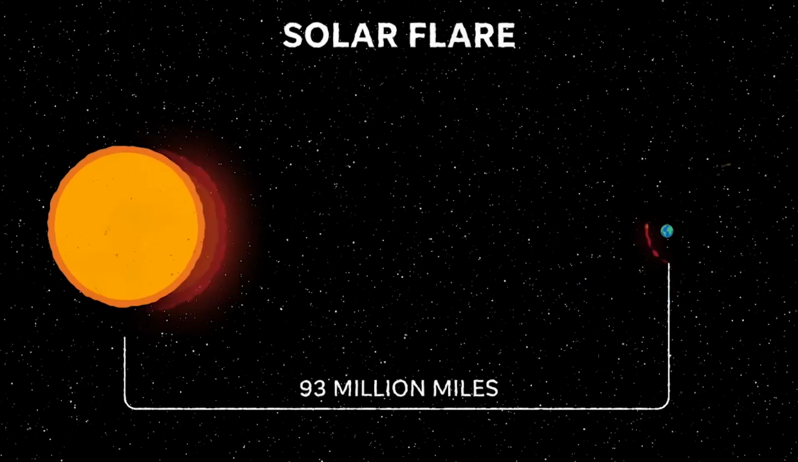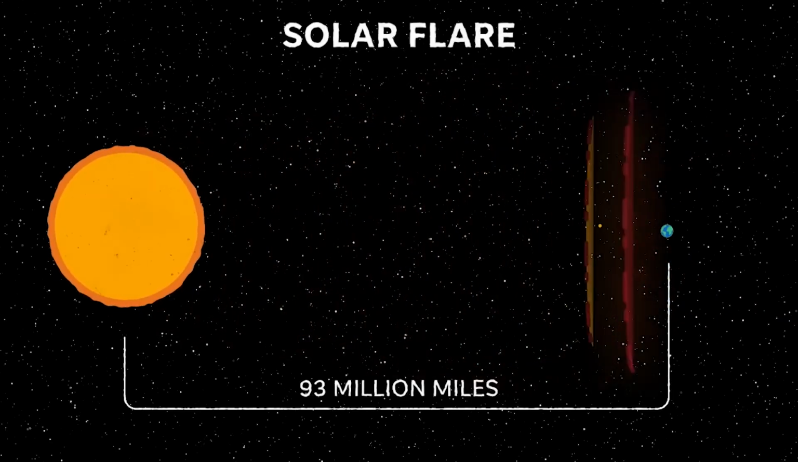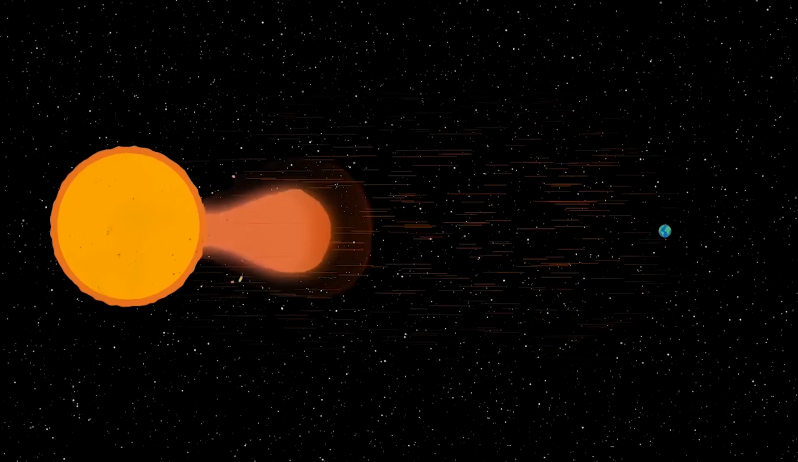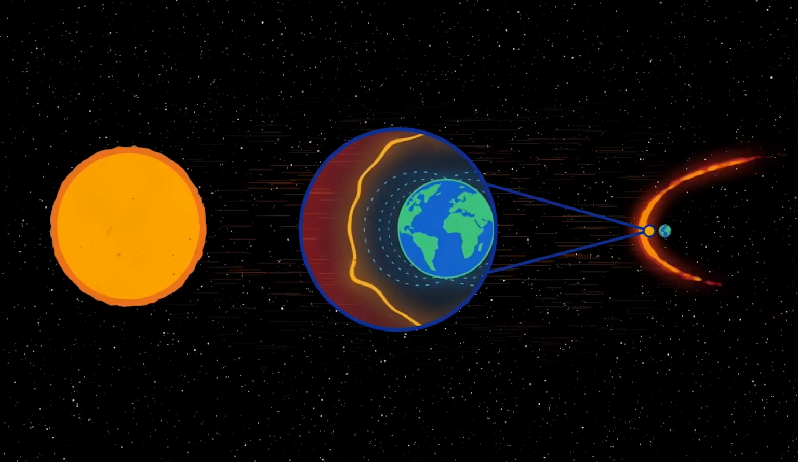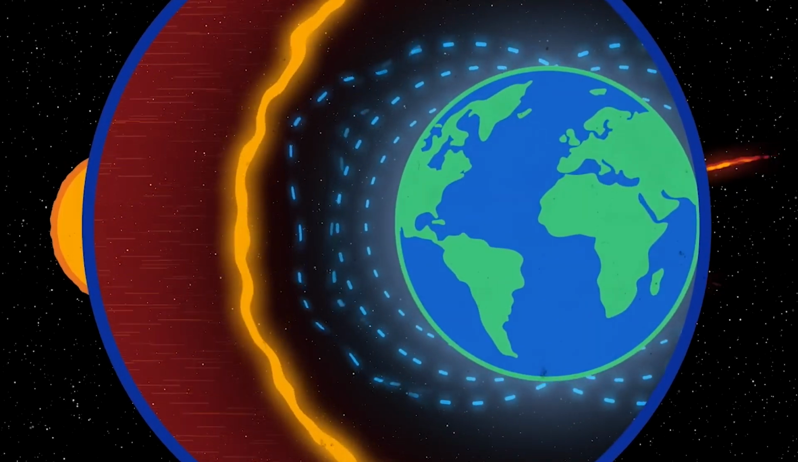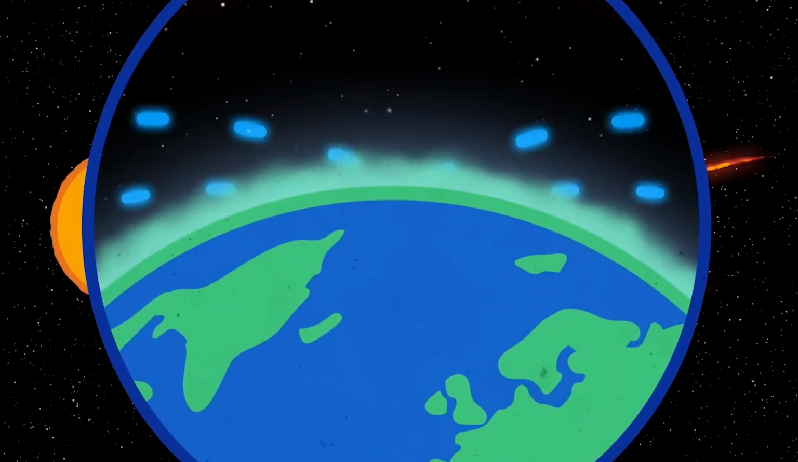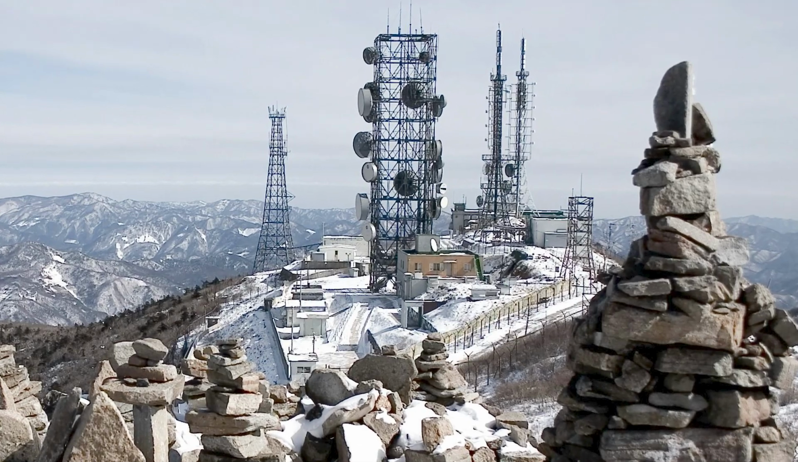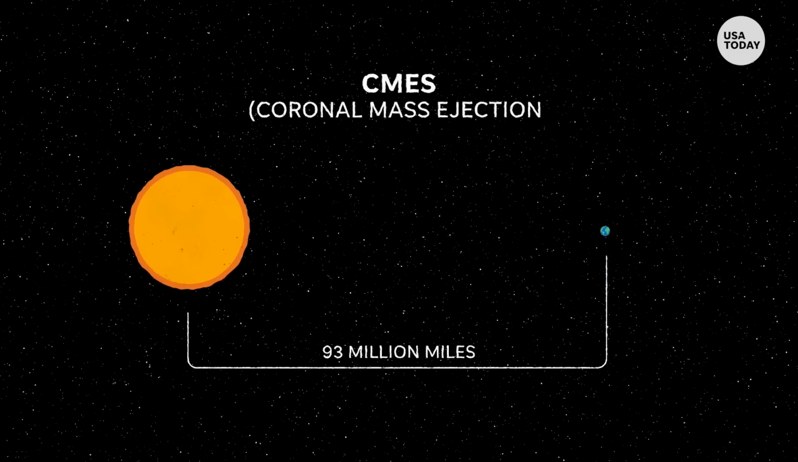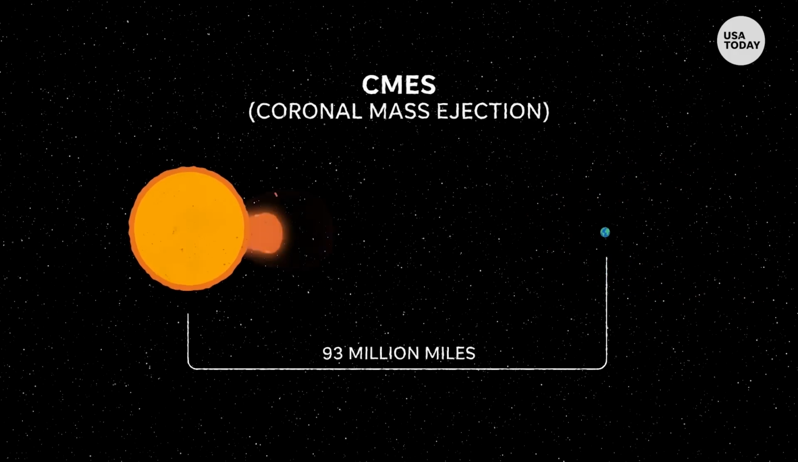Next up, solar flares. Solar flares are sudden intense bursts of radiation from the sun's atmosphere. They occur when magnetic energy that has built up in the solar atmosphere is suddenly released. These flares can release a significant amount of X-rays and ultraviolet radiation, disrupting satellite communications, GPS systems, and power grids on Earth.